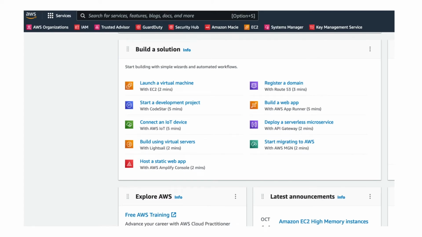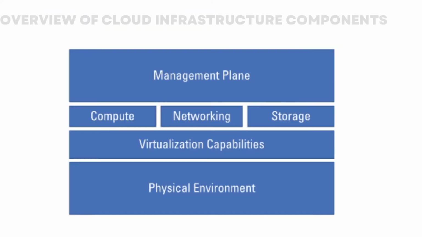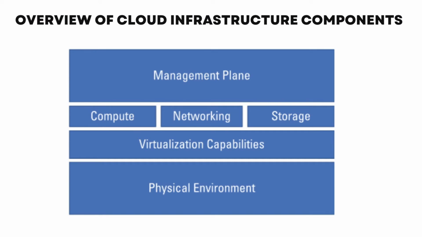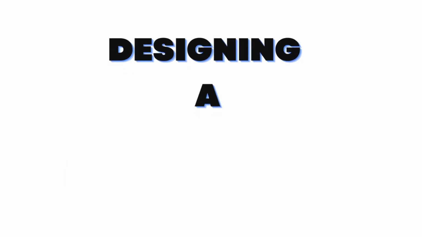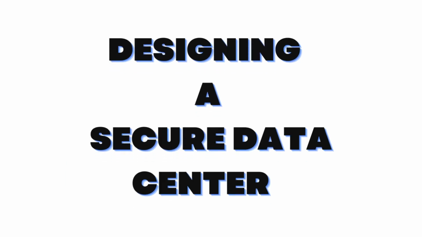So this is the example of the AWS one, the one I was talking about, right? Pretty much everything you can see from here, you can access from here. Similar things are present in Microsoft and Google also. And this is an overview of the cloud, the one we talked about earlier. So we've covered all of them, right? We've covered the physical environment, virtualization, compute, networking, storage, and the management plane. So let's move on. Now, designing a secure data center.